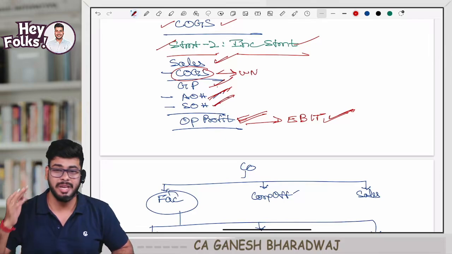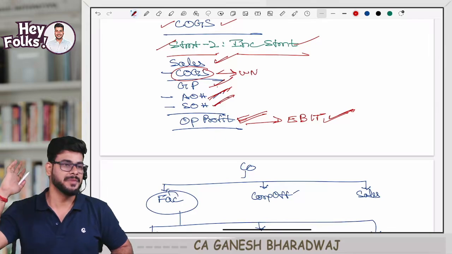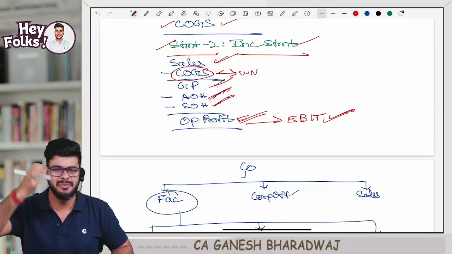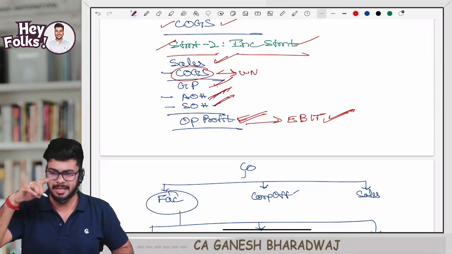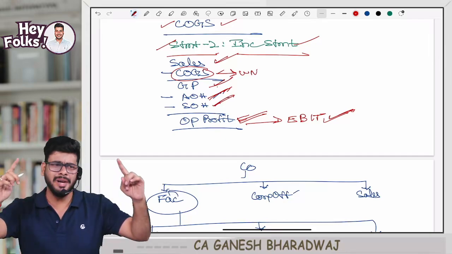This is why I say mugging up in costing is not even a sin, it's a crime. Similar thing goes for financial management also. You should never mug up. Everything is logical here. Are you all clear with this? You guys are understanding this? Yes, right? So one last time.